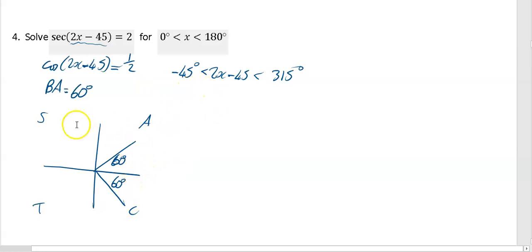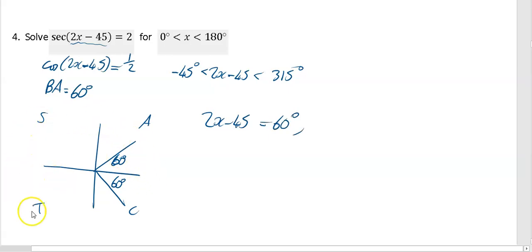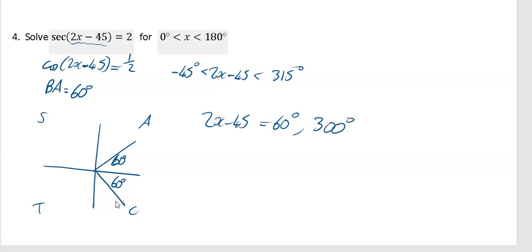So my two angles I'm going to get are if I go forward. So from 0 up, my first one is going to be 2x minus 45 is going to be 60 degrees. And my next one is going to be all the way around, and that would be at 300 degrees. So it's 60 short of a full turn, so it's 300 degrees. And have a wee look. They are both within the range that we had, minus 45 to 315, so they're both good.